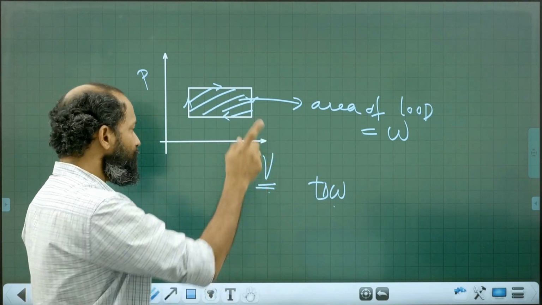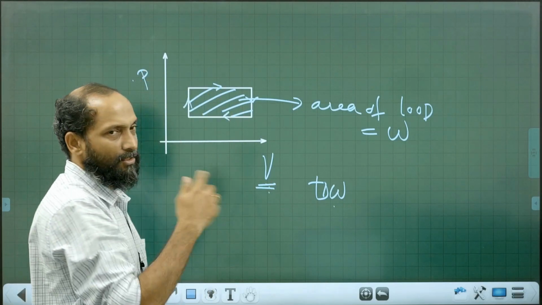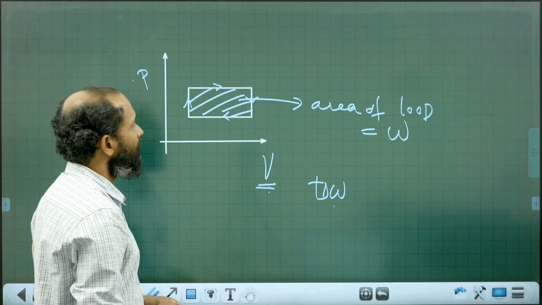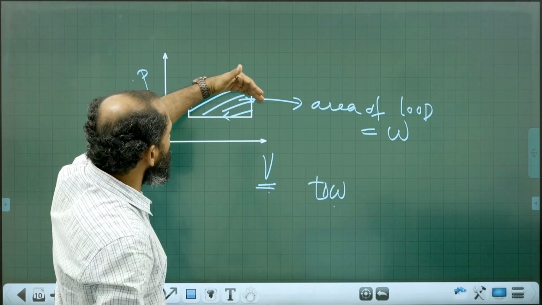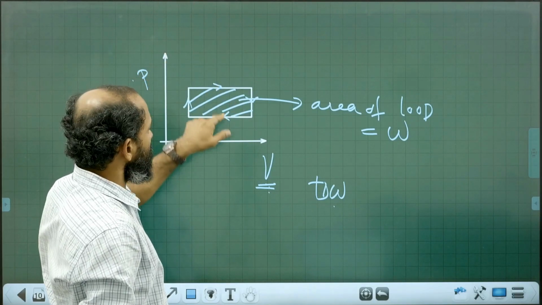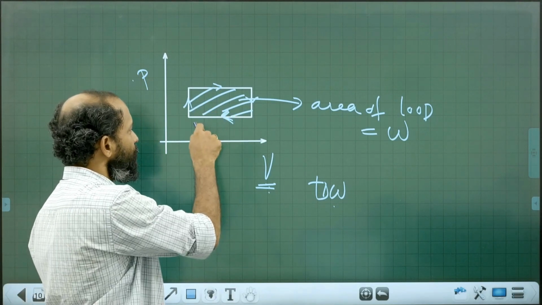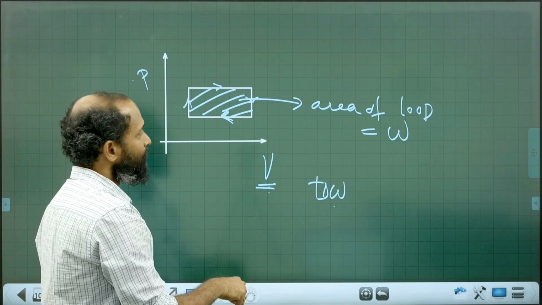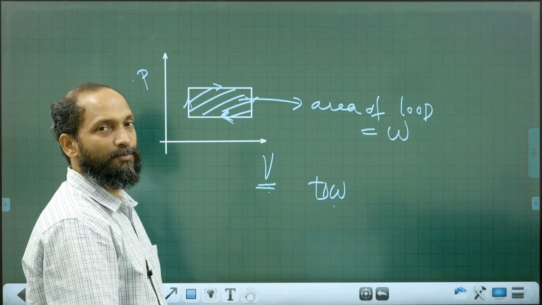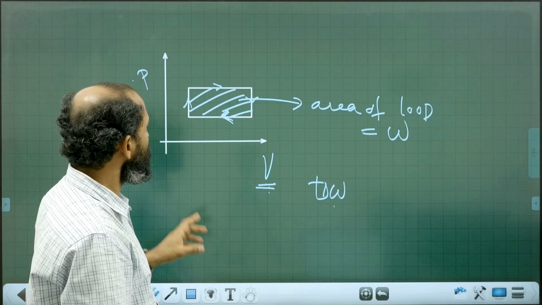But if volume comes on the vertical axis and pressure on the horizontal, clockwise means delta W is negative. Another better way to learn it: if the expansion part of the curve comes above, then work is positive. Here the compression part, the leftward arrow, is below, so the area under that graph is less. That's why work is positive. Expansion curve above, work is positive. Compression curve above, work is negative. That's about the PV graph.